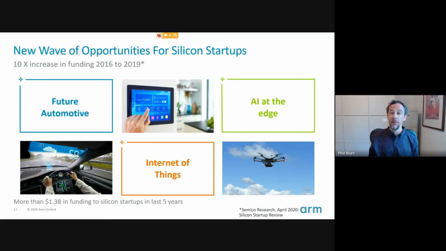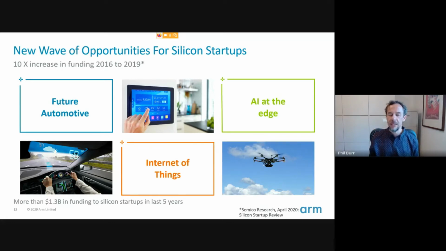So a lot of companies looking at future automotive, from across the spectrum there. So it could be more smart driving, but it could just be improving the technology that's in vehicles. So it could be more autonomous driving, or it could actually be some more mundane technology that's in the car.